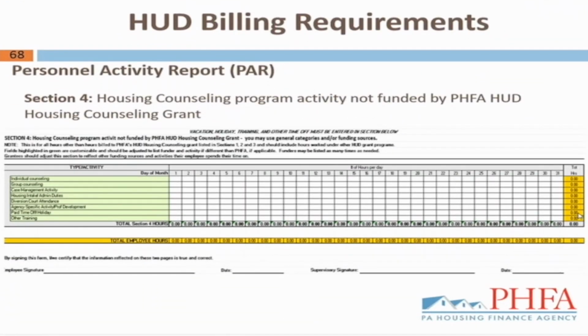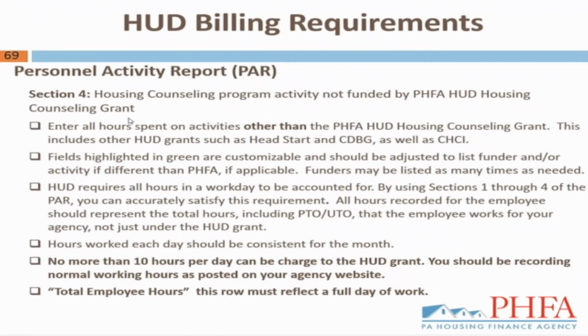Section 4, Housing Counseling Program Activity Not Funded by the HUD Housing Counseling Grant. So this is highlighted in green. This is the Section 4 where all other hours are accounted for. Section 4, enter all hours spent on activities other than the PHFA HUD Housing Counseling Grant. This includes other HUD grants such as Head Start and CDBG, as well as CHCI. Fields highlighted in green are customizable and should be adjusted to list funder and/or activity different than PHFA if applicable. Funders may be listed as many times as needed.